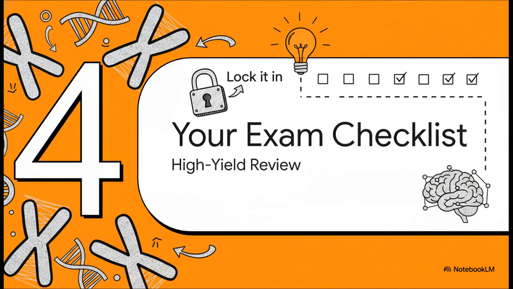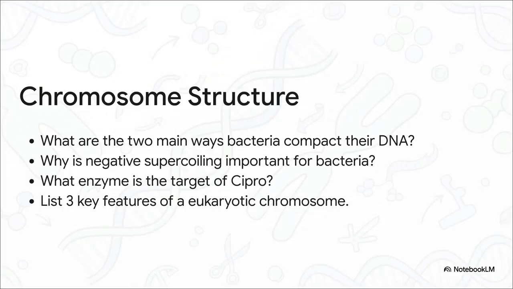Phew, okay, we have covered a ton of ground. Now it's time to make sure it all sticks. We're gonna run through a quick, high-yield checklist. So I'll ask the question, you hit pause, and really try to answer it out loud. Ready? Let's start with chromosome structure. First question, what are the two main ways bacteria pack their DNA? Did you get loop domains and supercoiling? Awesome. Next, why is negative supercoiling so important? The key is that it creates tension to help separate the DNA strands.